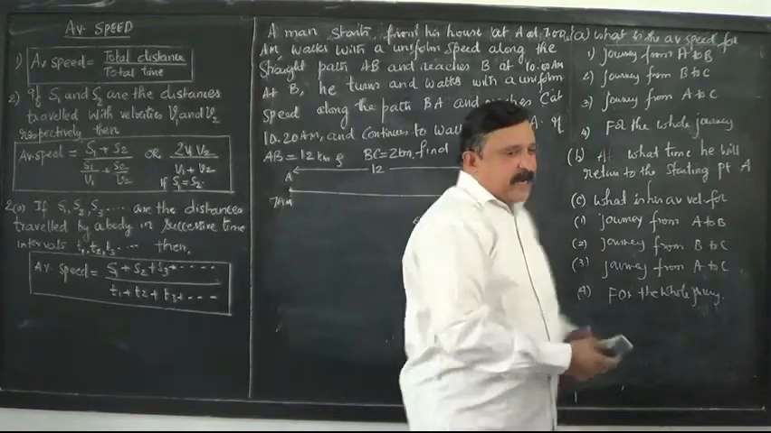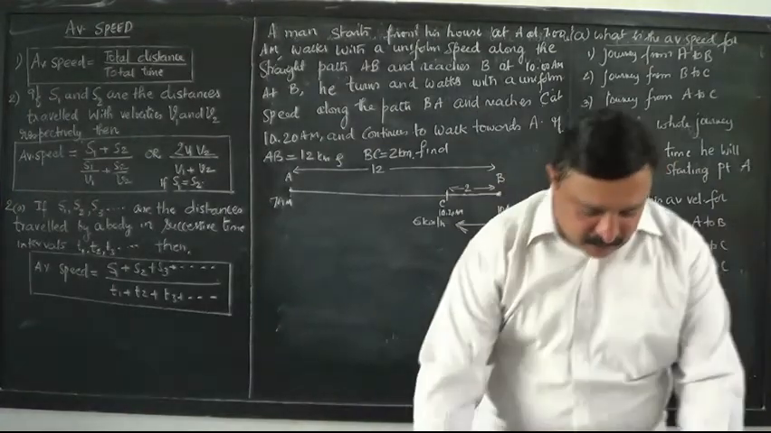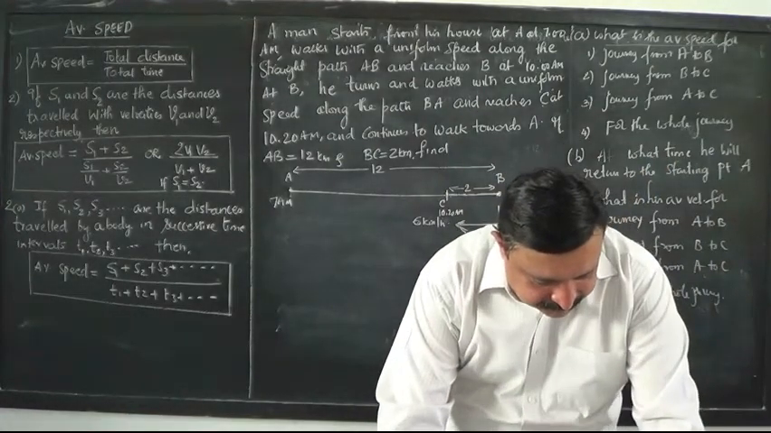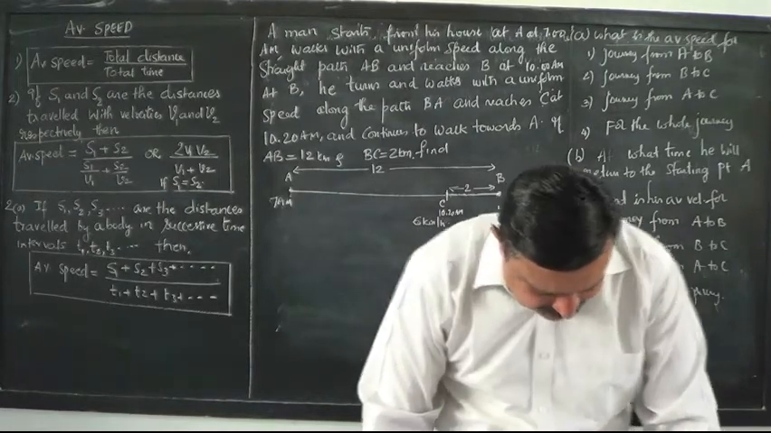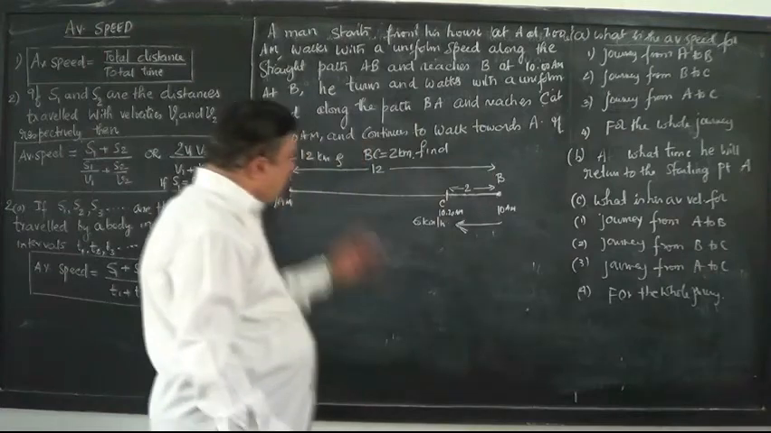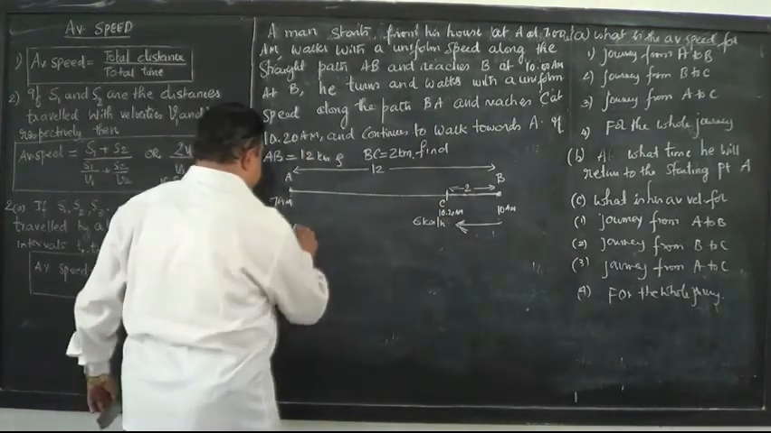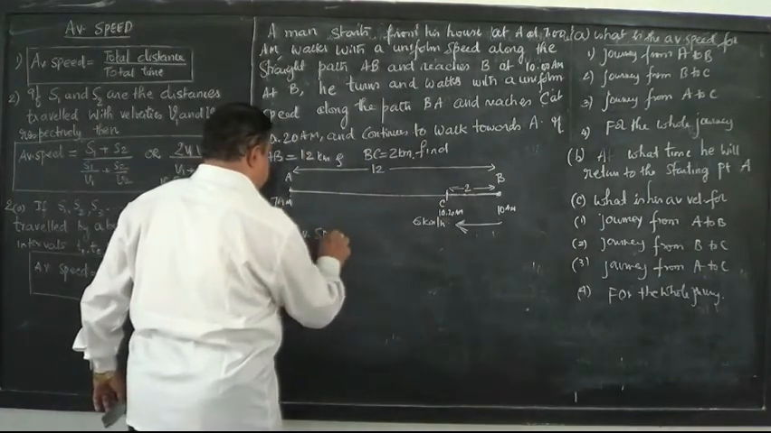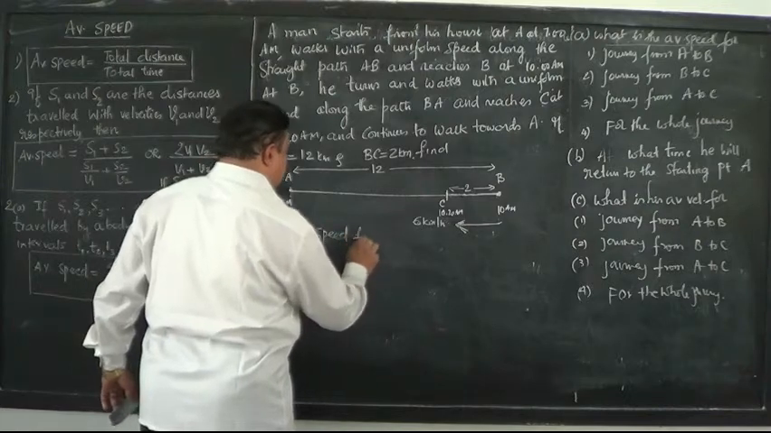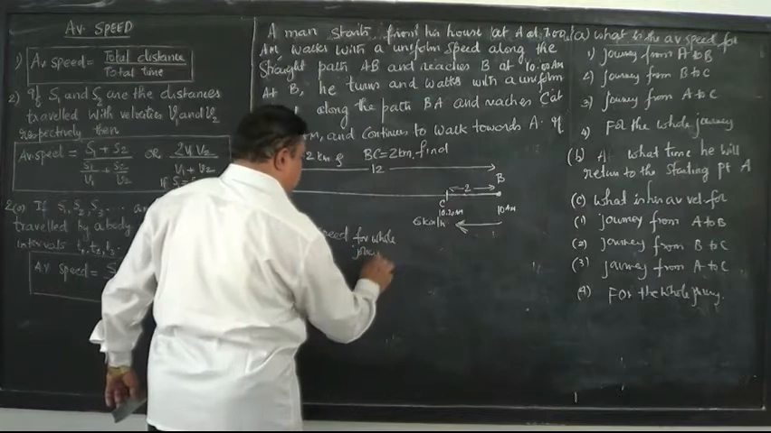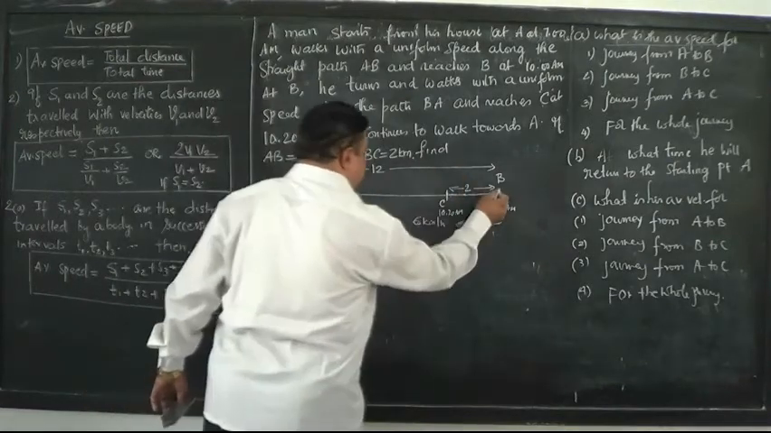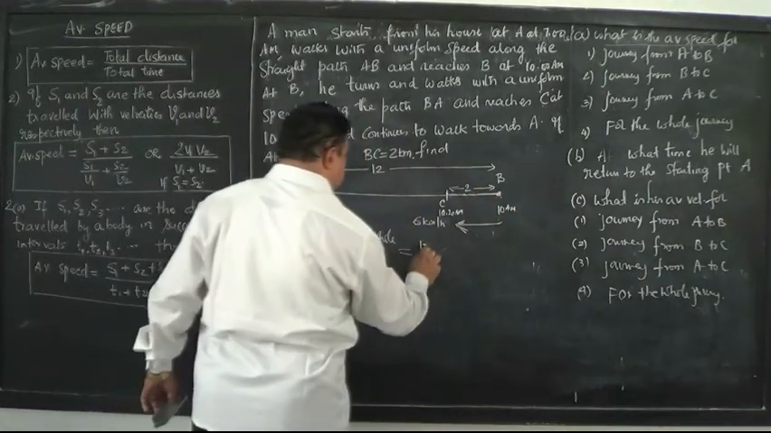Now what is the average speed for the whole of the journey? For the entire journey. Average speed for the whole journey. See, the whole journey comprises the distance A to B and back B to A, that is 12 plus 12.